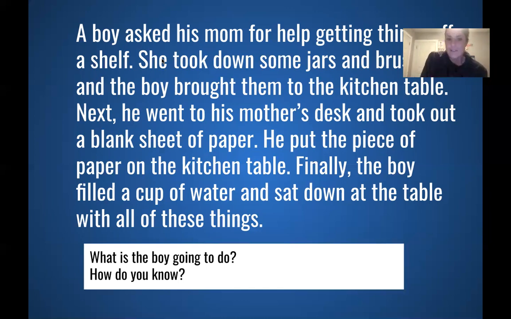So the evidence is they got jars, brushes, they got a cup of water, a blank sheet of paper, and your schema, what you already know, you know that's what you need to paint, right? So I think that's a pretty good inference. I think we inferred pretty well here that this kid is getting ready to paint with his mom's help at home, right? Didn't really mention anything about school. It was like a kitchen table at home. Good job. Air high five for inferring.